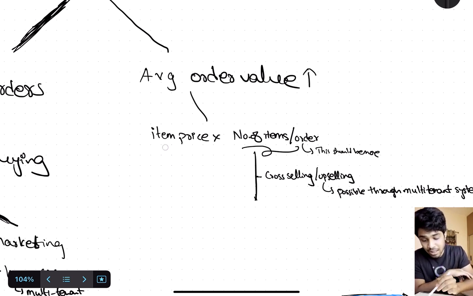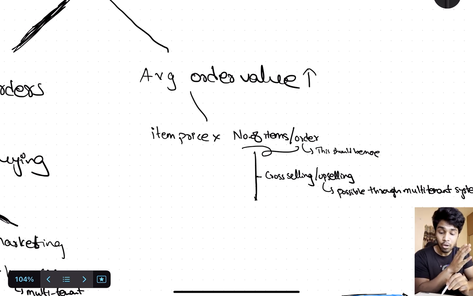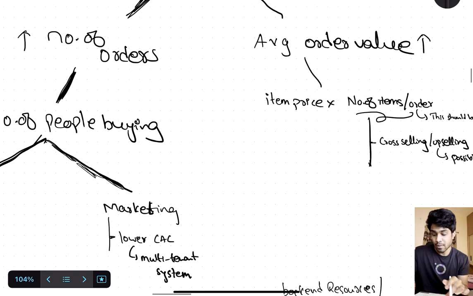And we can't actually influence the item price because item prices are fixed, or they are given by the supplier. It could be a grocery supplier, or a restaurant, it could be anyone. But the platform can affect one thing, that is the number of items per order. We can make people buy more using proper psychology and marketing techniques. How Swiggy is using that, we'll see.